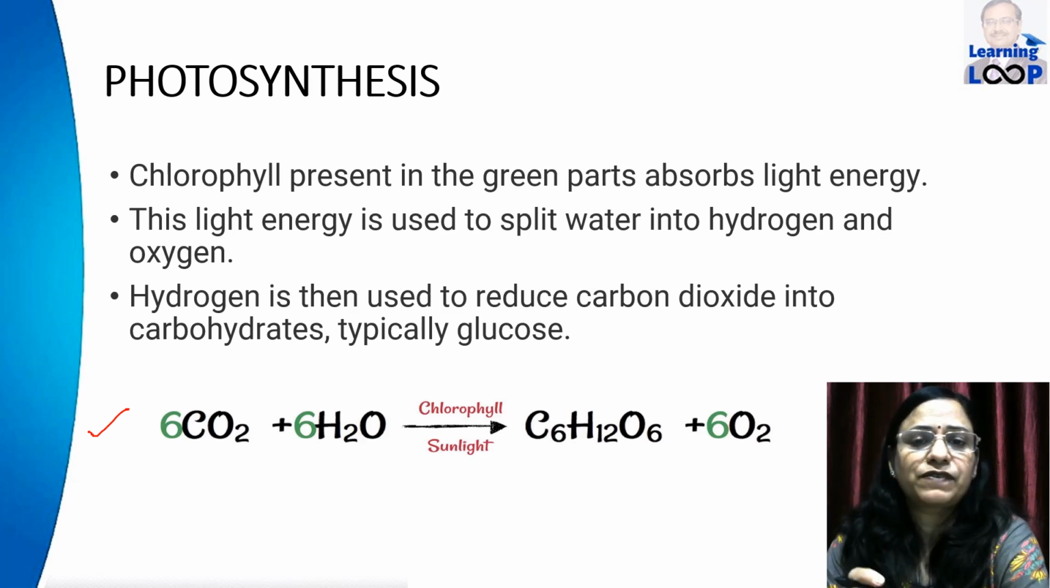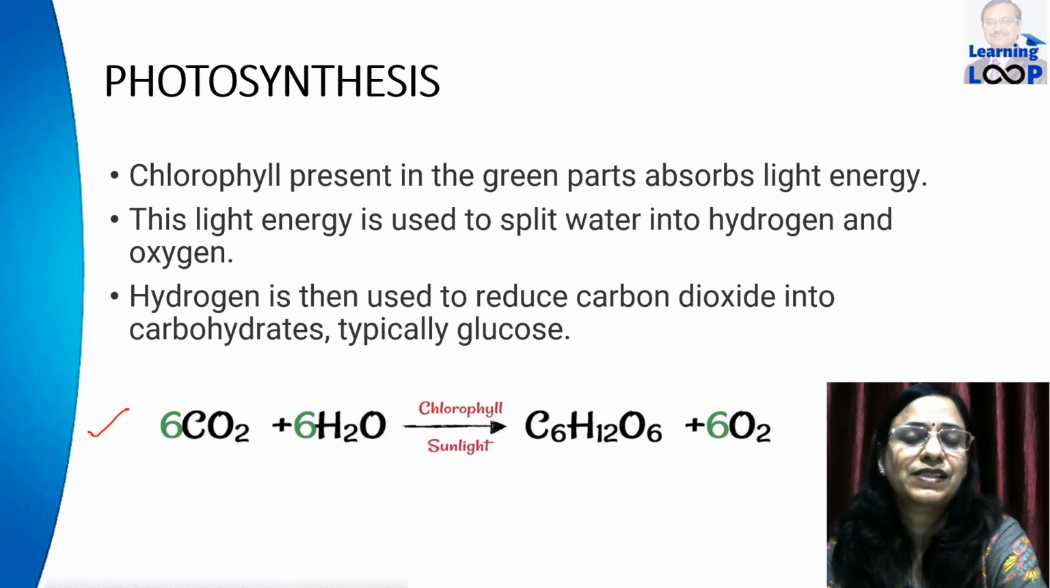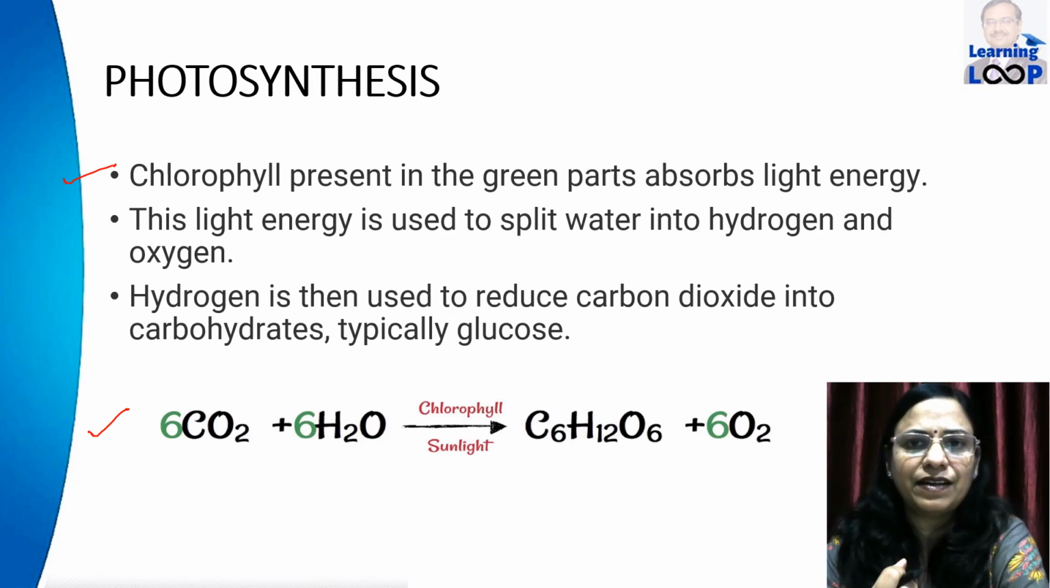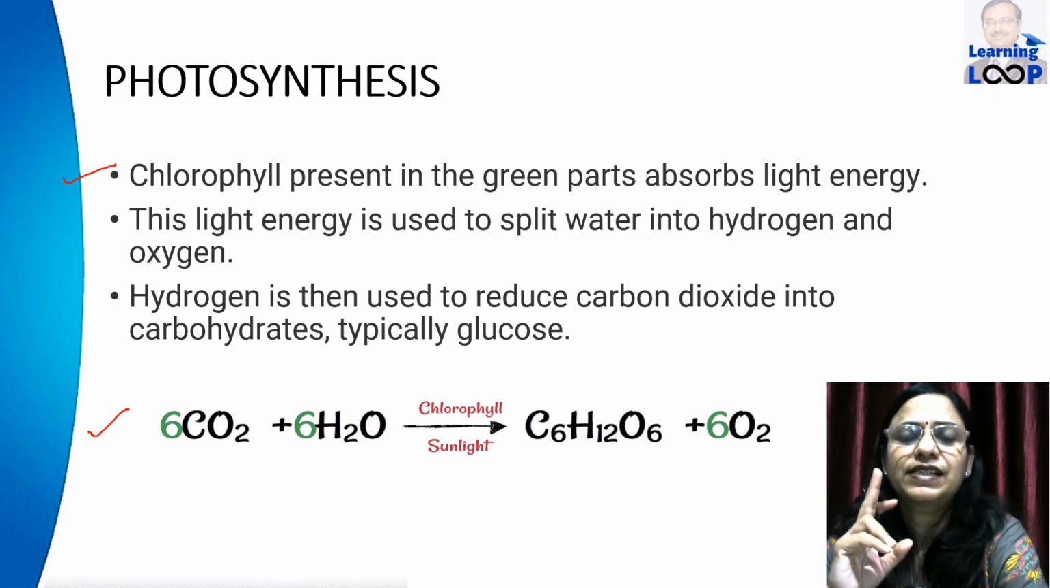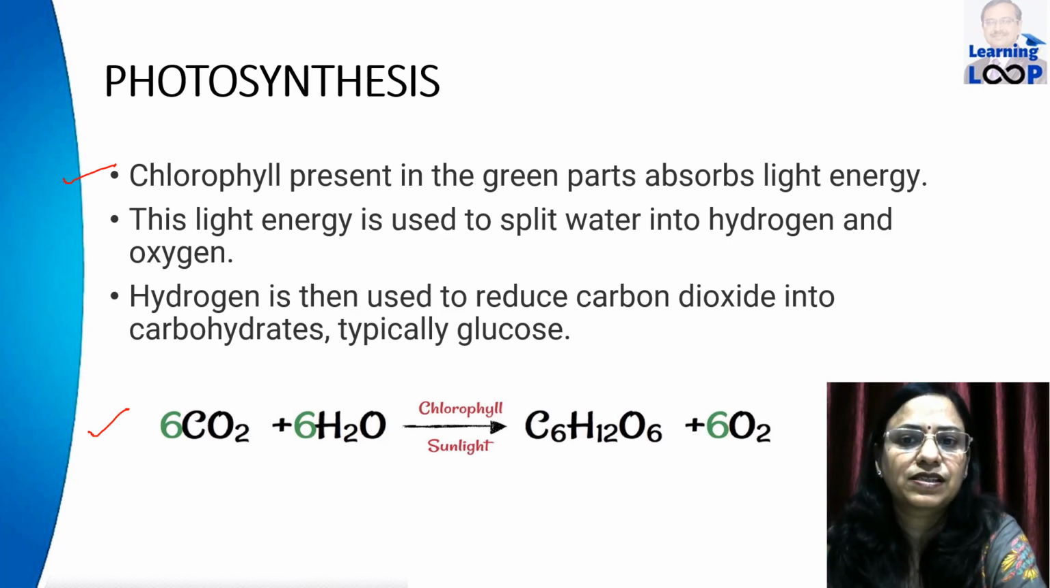The actual process of photosynthesis does not take place in one simple step as it has been summed up by this equation. It involves a series of steps. In those series of steps, the first step is that the chlorophyll present in the green plants captures the light energy and converts it to chemical energy in the form of ATP. So that is the first step involved in photosynthesis.